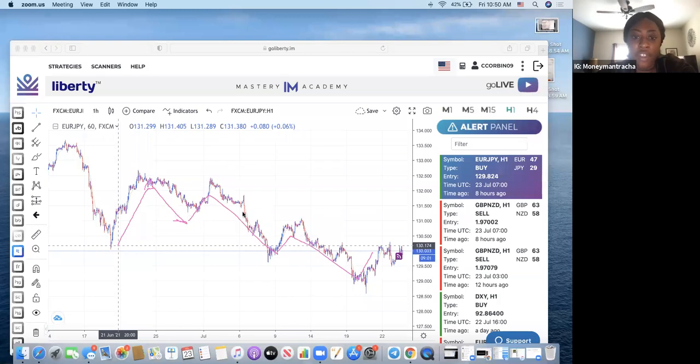You'll always have 3 triangles, no matter how big or small this pattern is. The first triangle is the left shoulder, the middle triangle is the head, and the third triangle is the right shoulder. Depending on how big your trend is or where the market's at, you'll always be able to determine what is about to form or what is going to happen next.